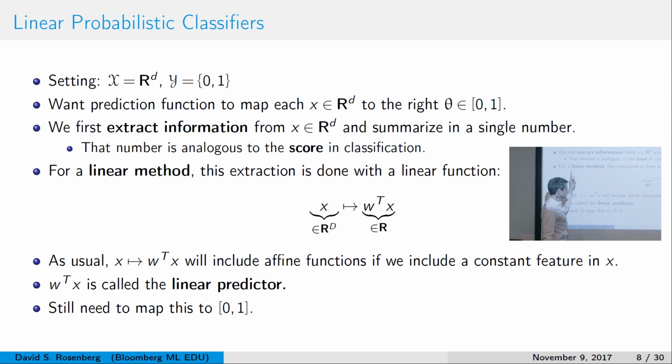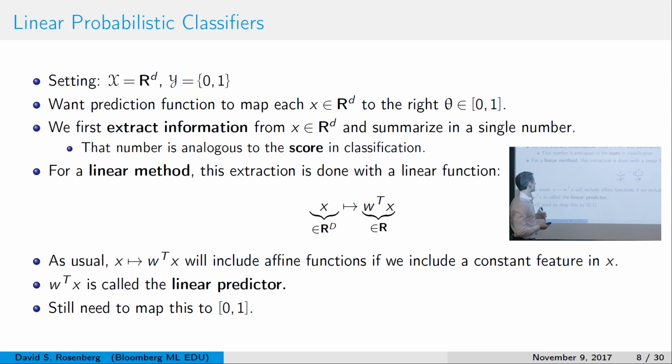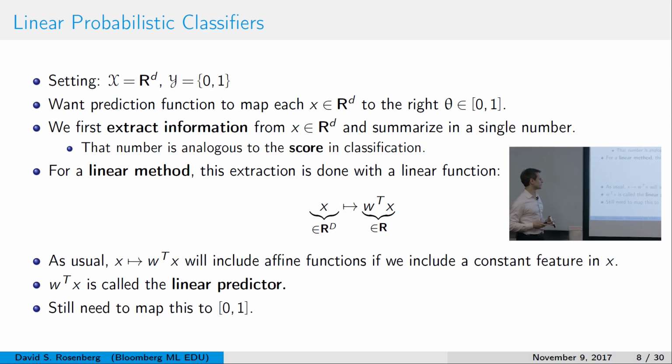So x gets mapped to some w transpose x. W transpose x should remind you of the score function we had in classification, right? It's not the number we're trying to end up with, but it's a number we get on the way. And as usual, we can pack x with an extra constant feature if we want to have an affine function of x be our score, so to speak.